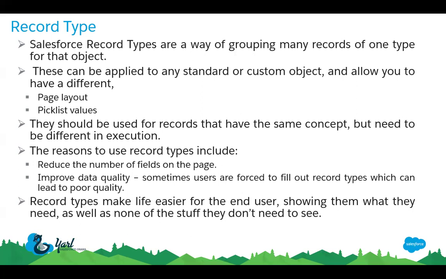So, reasons to use record types: reduce the number of fields on the page, improve the data quality. Sometimes users are forced to fill out fields, which can lead to poor quality. For example, let's say the case example, right?